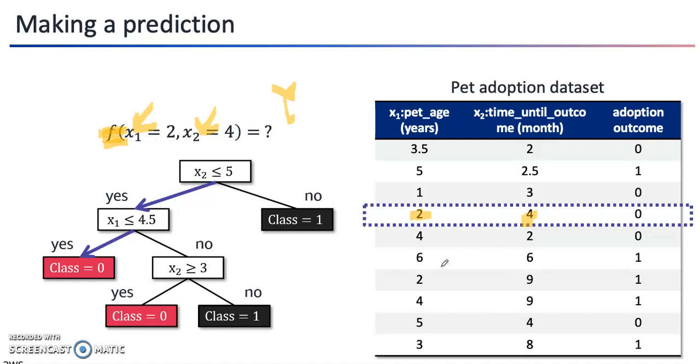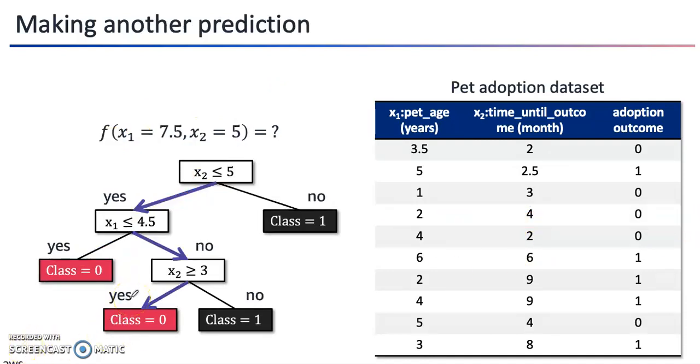In this case, with x1 equal to 2 and x2 equal to 4, we start at the root and use the second input to choose the branch. 4 is strictly less than 5, and the value of x1 is 2, which is strictly less than 4.5, so we would predict that the value of y is equal to 0, which matches the information we have there.